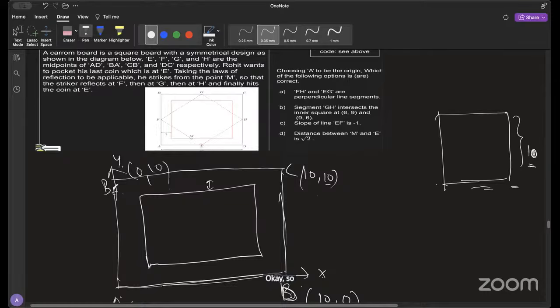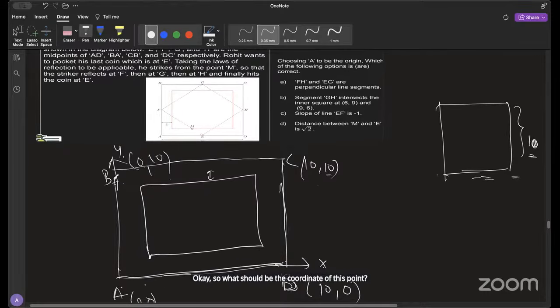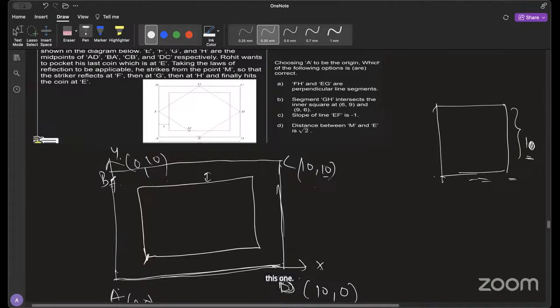Okay, so what should be the coordinate of this point? Ma'am, 1, 1. 1, 1, because this is 1 unit. We just discussed this is 1 unit, and this is also 1 unit. So if this is 0, 0, if you move here 1 unit, you'll have 1, 0. And then if you move 1 unit upwards, you'll have 1, 1. So this one's 1, 1.